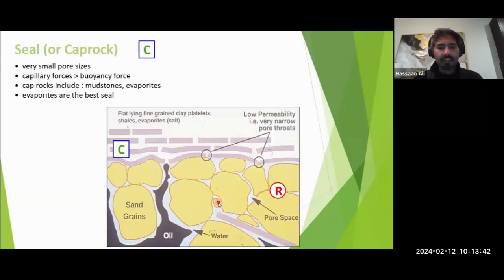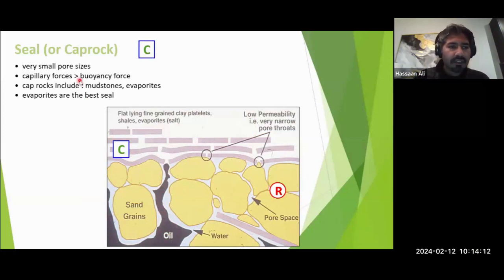Then there is a seal or a cap rock. As the name indicates, it acts like a very low permeability zone. It will prevent any migration of the oil and gas. What you can see over here is a very good example. There's a cap rock at the top, there is a reservoir at the bottom, and there are these pore spaces. And what's going to happen is that your oil is going to form itself between these pore spaces.